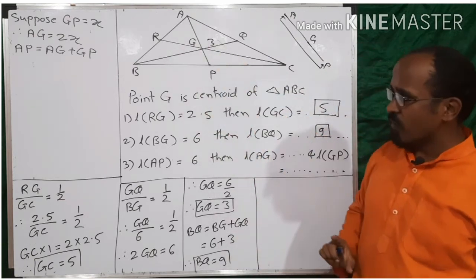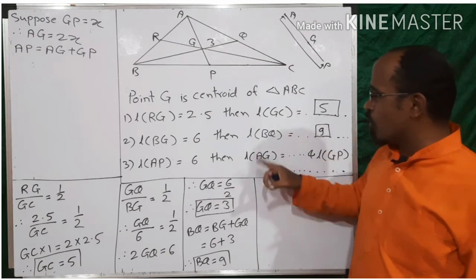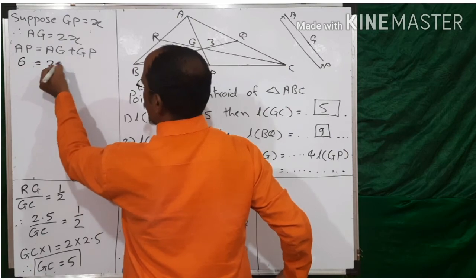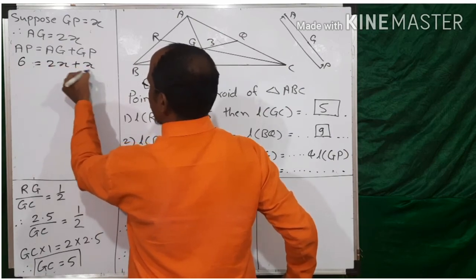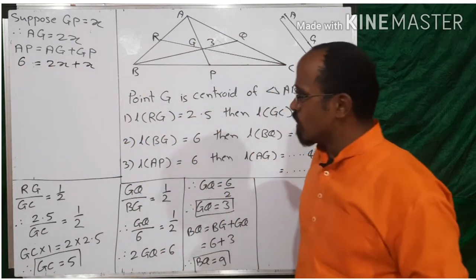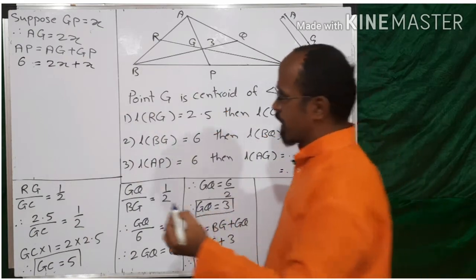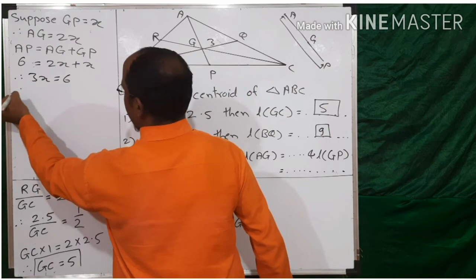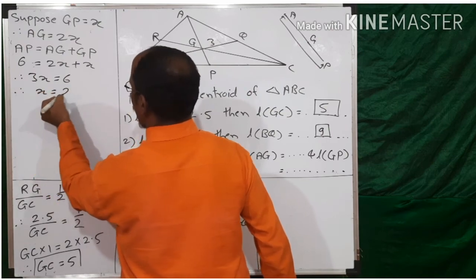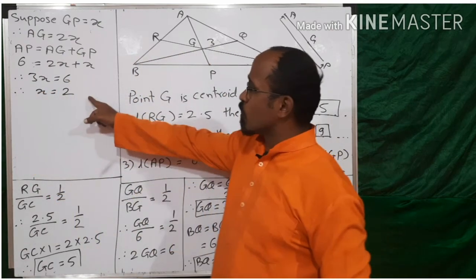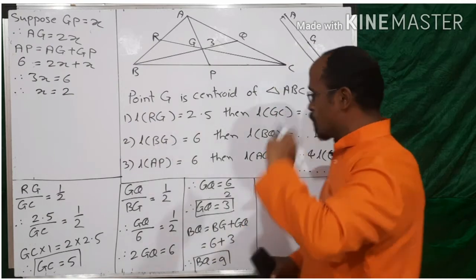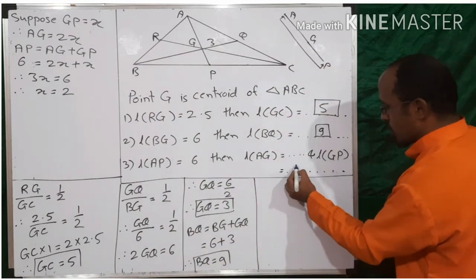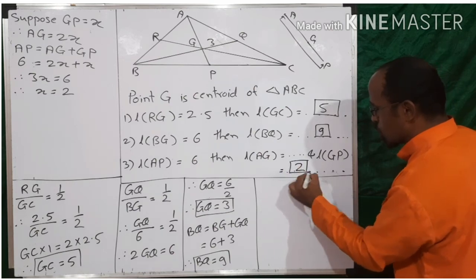Now let's replace the values in the equation. AP is equal to 6, AG we have considered as 2x and GP is equals to x. X plus 2x, 3x. Therefore 3x is equal to 6. Therefore x is equal to 2. X is equals to 2 means GP is equals to 2. So let's write here 2. Where is GP? GP is here. GP is equals to 2.